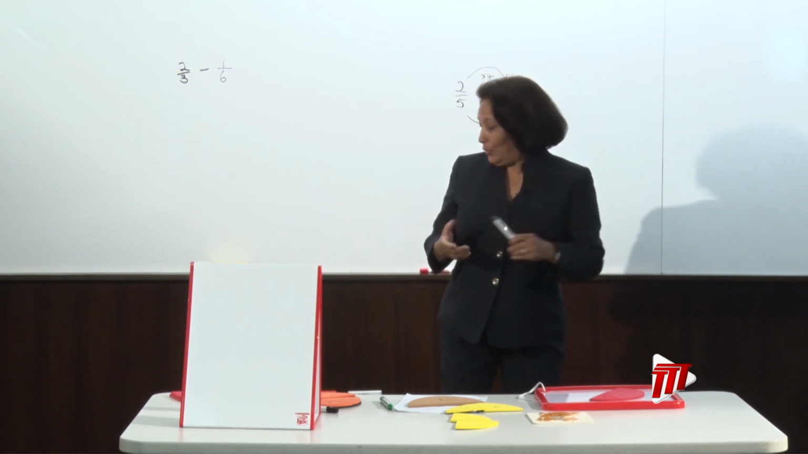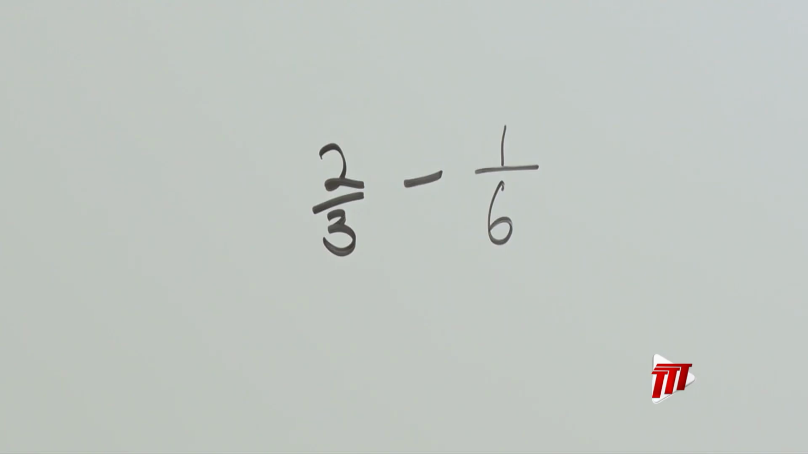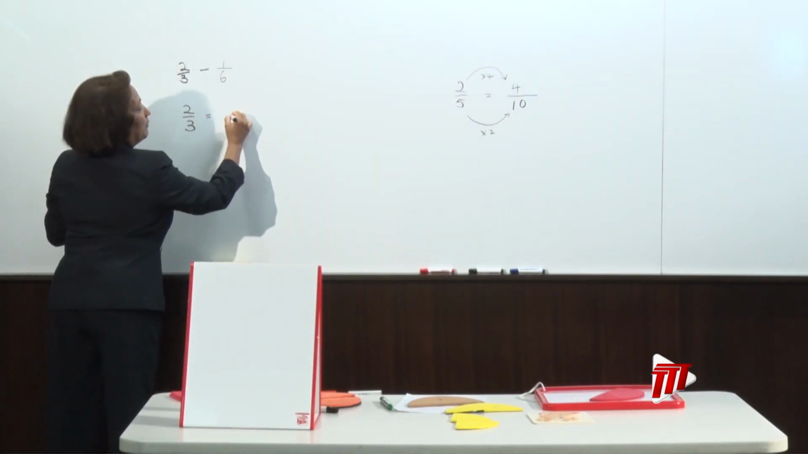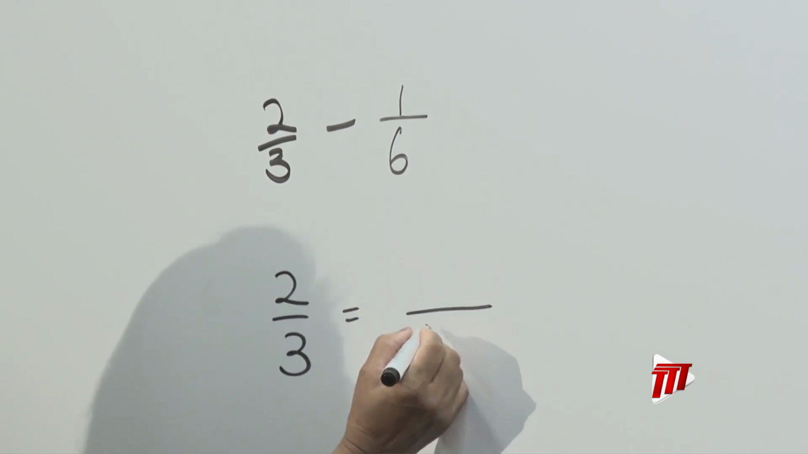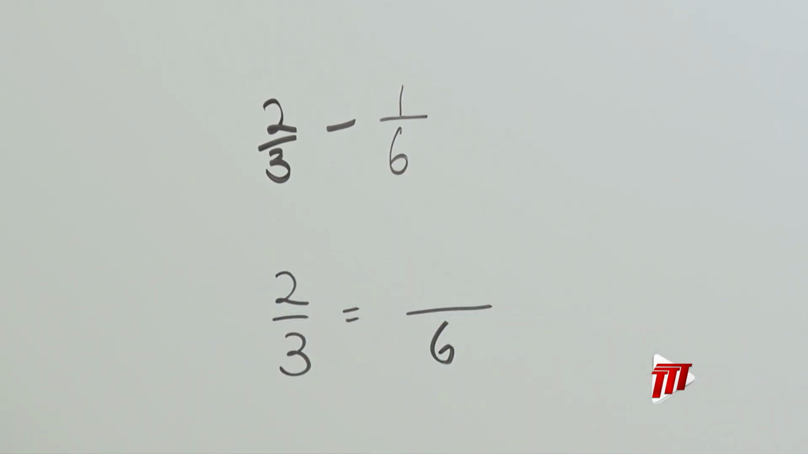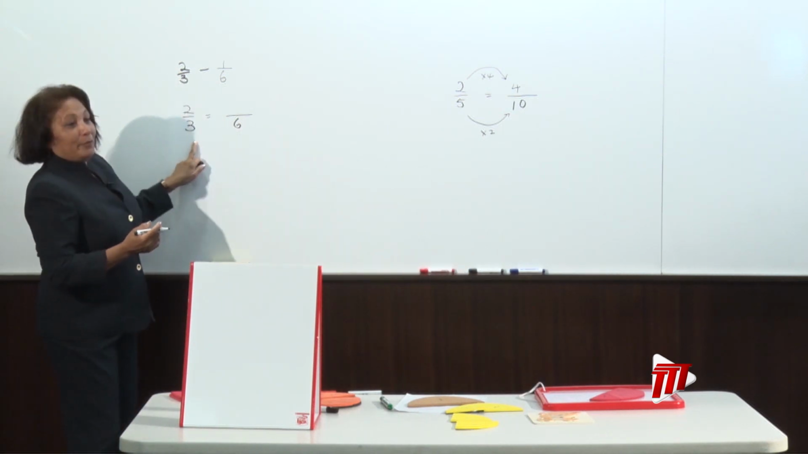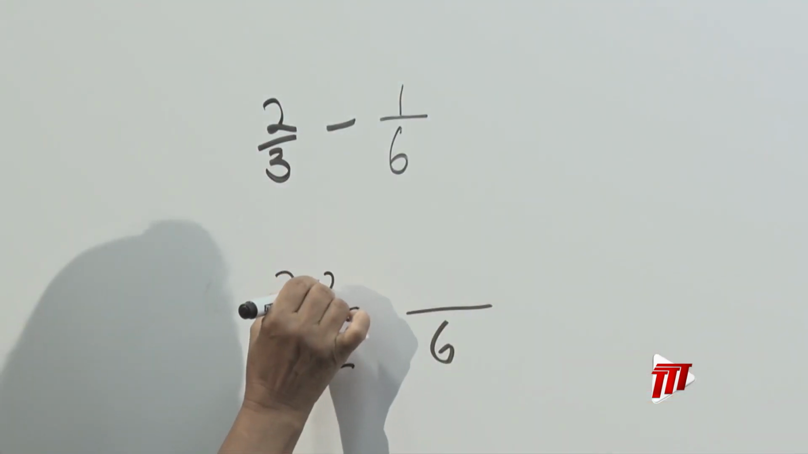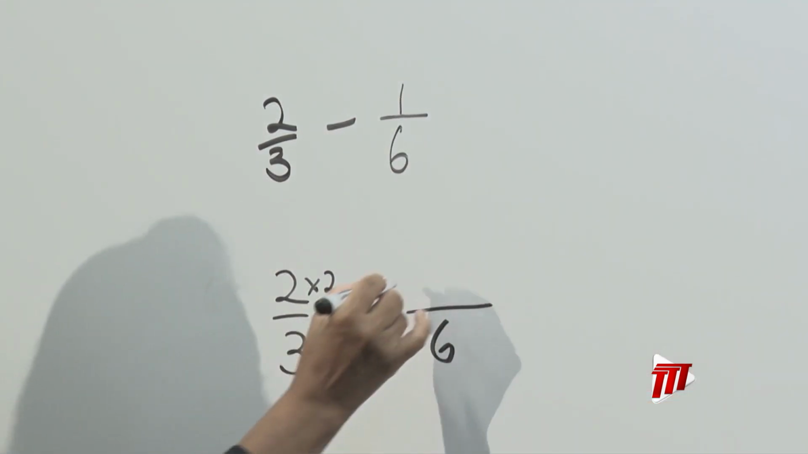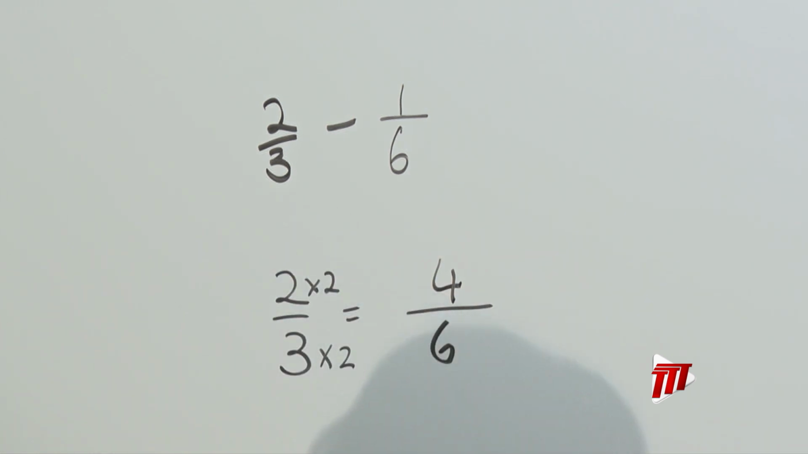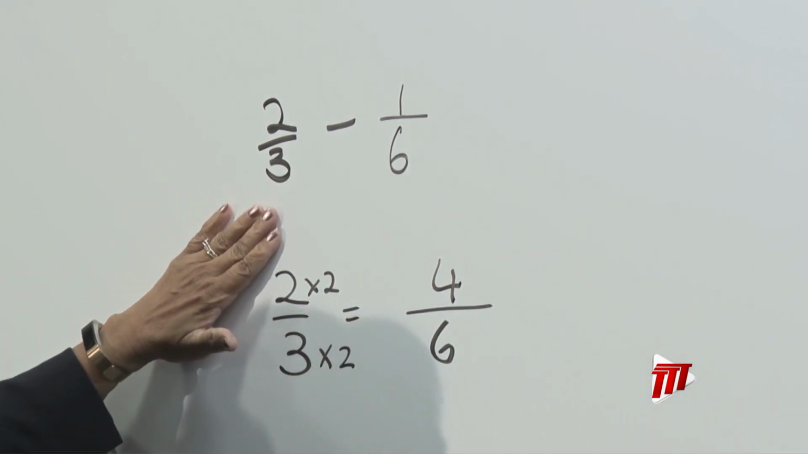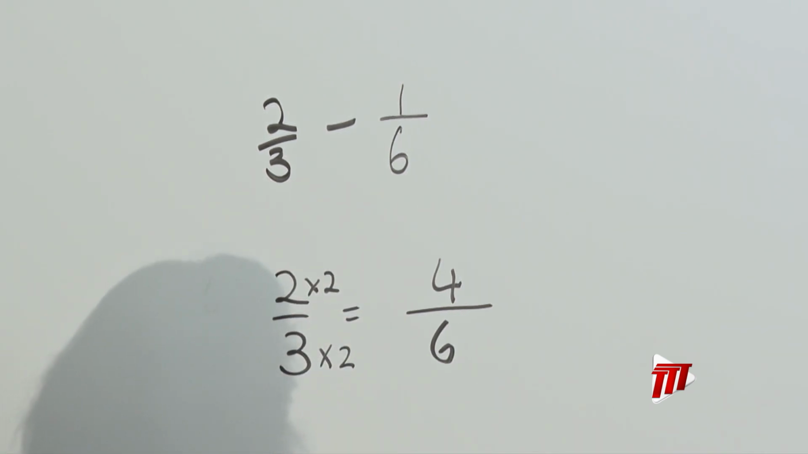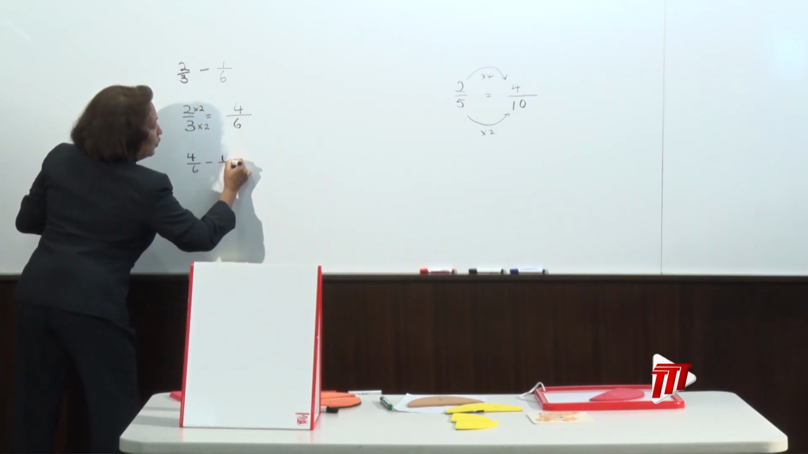Now we know that they differ, so I could change my 2/3 into some number of 6. You're way ahead of me, right? So I'm going to multiply this by 2, and I'm going to multiply the numerator by 2, so we get 4/6. So my problem up here, which was 2/3 minus 1/6, now becomes 4/6 minus 1/6.